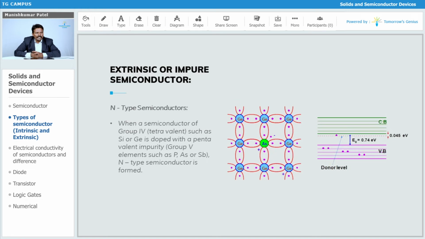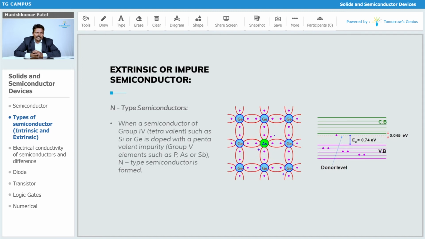Now again that extrinsic semiconductor is divided into 2 types. One is your N-type semiconductor, another is P-type semiconductor. Now if we just consider the N-type semiconductor, you have to dope that pure semiconductor with an impurity, an element from group 5. Let's say for example phosphorus, arsenic, Sb.